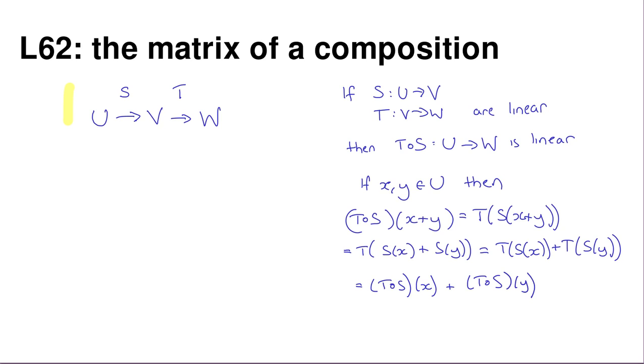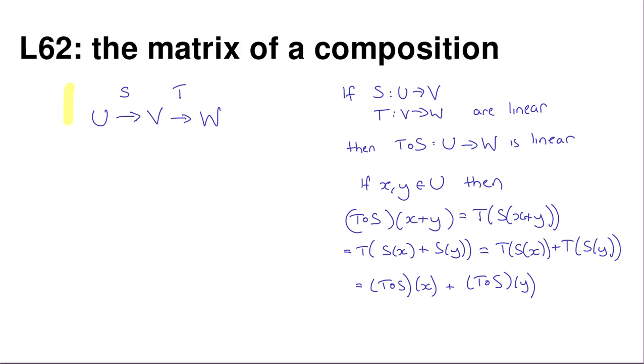Now, if you want to complete the proof that T composed with S is linear, you need to check that T composed with S has the linearity property to do with scalar multiples. It's just as easy as that was to do, so I'm going to leave that to you. In any event, now we know that if two composable maps are linear, then their composition is linear as well.